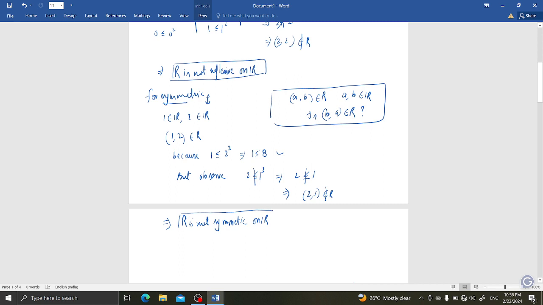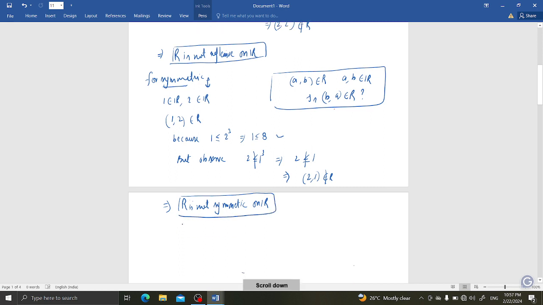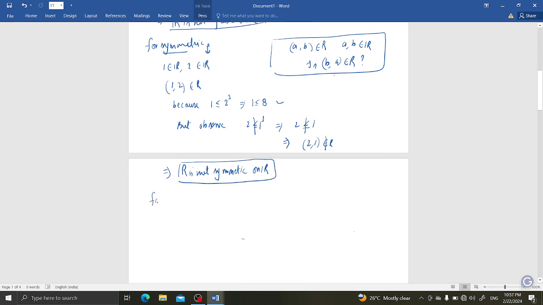Now, for transitivity, we need to check for transitive. For transitive, as they said, show, so we need to bring a counter example. We need to write a counter example which counters this relation. So here I will choose.